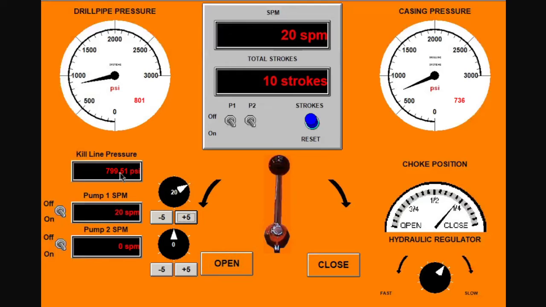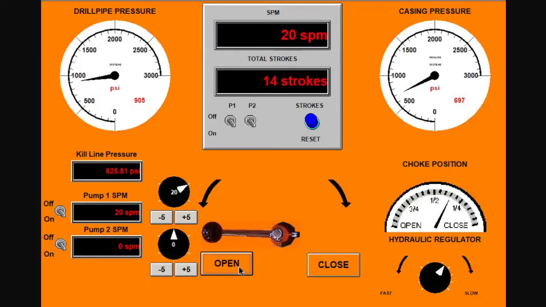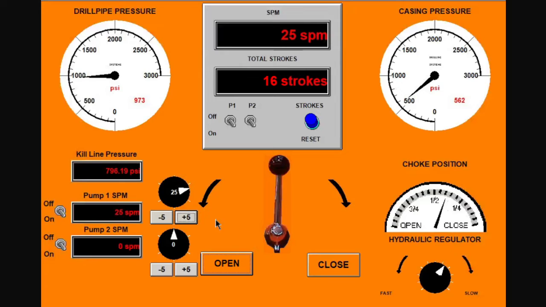So as I'm watching kill line pressure, it's decreasing, then I'm not going to close the choke. So what I can do is open the choke, trying to maintain that constant. 825. See, it's decreasing now. I'm not going to close the choke, so I'm going to compensate for this drop by adding more strokes. So let's see where this gauge goes. 790. It appears it's still going up, so we can go ahead and open up a little bit more and more.